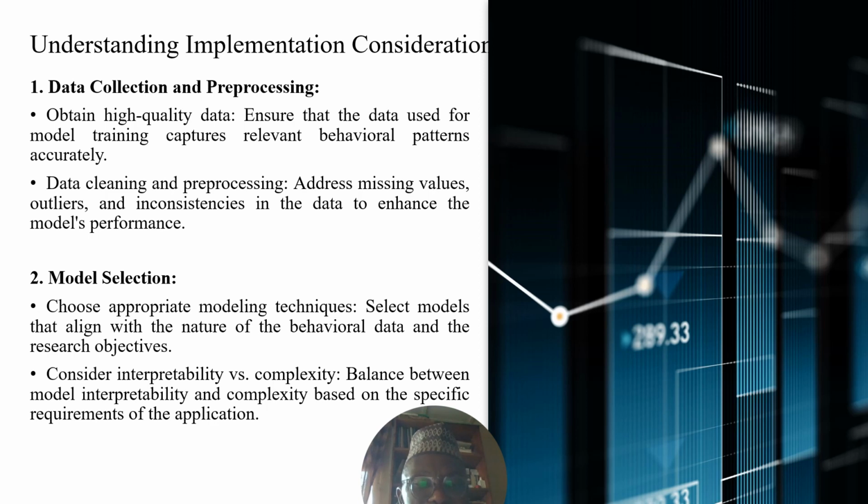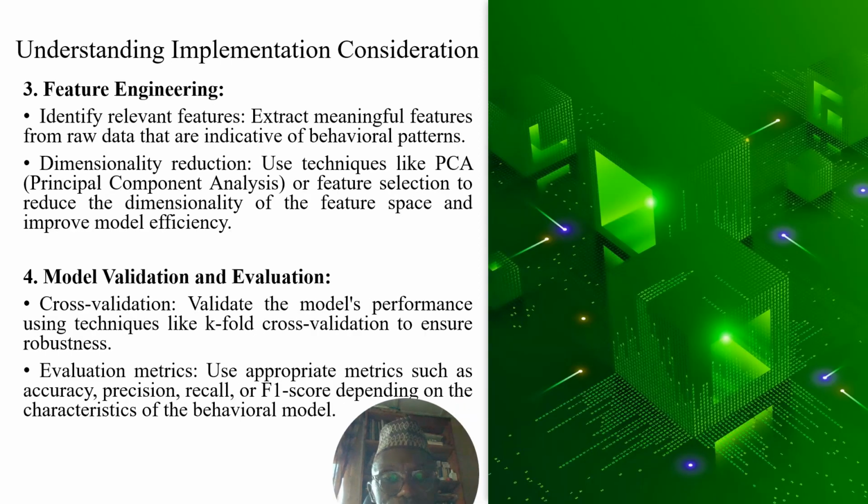The second step is the model selection. And what this suggests is that you have to select models that align with the nature of the behavioral data and the research objectives. And of course, you must establish a kind of balance between model interpretability and complexity based on the specific requirements of the application.